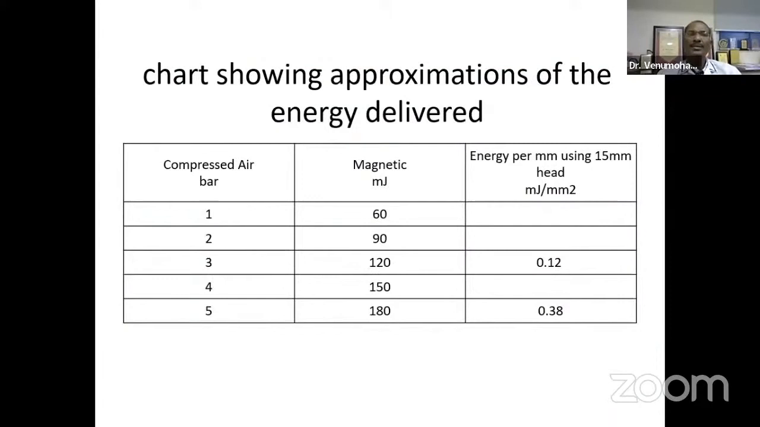Now this chart will help us to understand the approximate amount of energy delivered. As I said, the energy is measured here in bars. We have 1 bar equal to 60 millijoules, and very similarly, 2 is 90, 3 is 120. Then, approximately, if you're using a head of 15 mm, it is 0.12. And very similarly, 4 bars delivers 150 millijoules and 5 bars can deliver up to 180 millijoules.